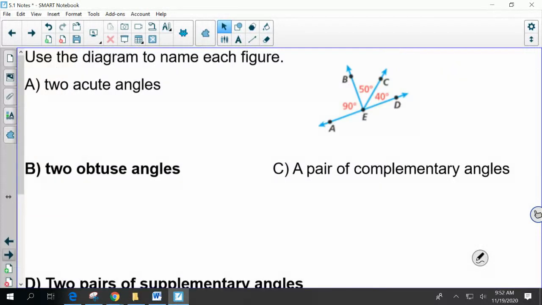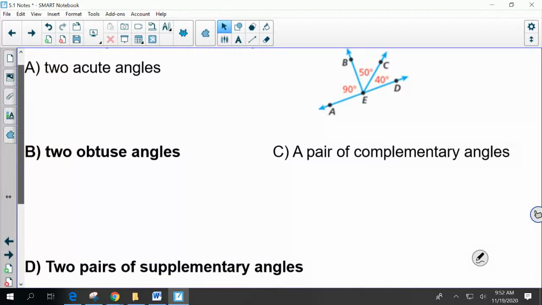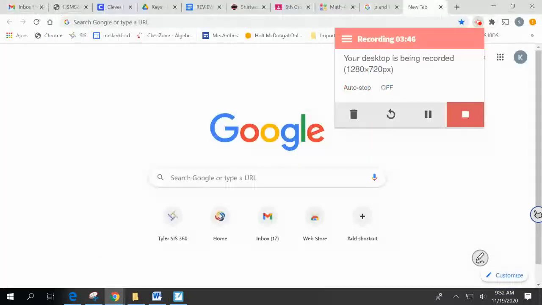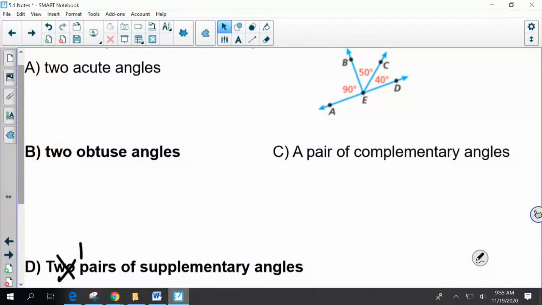All right, so I want you to pause your video and try this one. And there's only one pair of supplementary angles. Okay, so 2 acute angles. What would be one? Isaac? Angle DEC. Okay. Isaac? Angle BEC. Okay. All right, 2 obtuse. Grant? AEC.